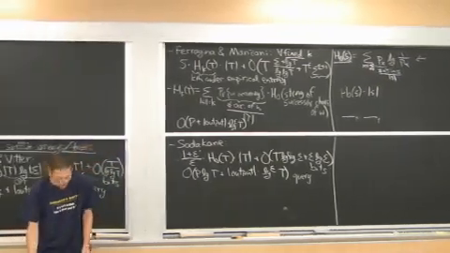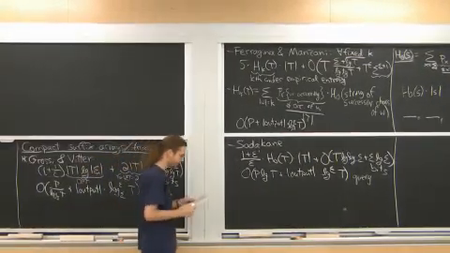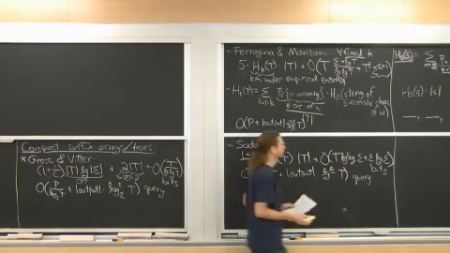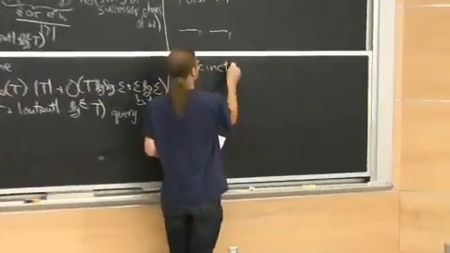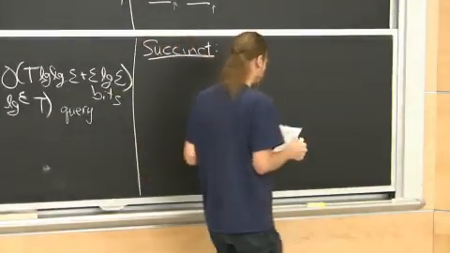Okay, now fast forward a little bit. I want to talk about succinct data structures for suffix tree-like queries.